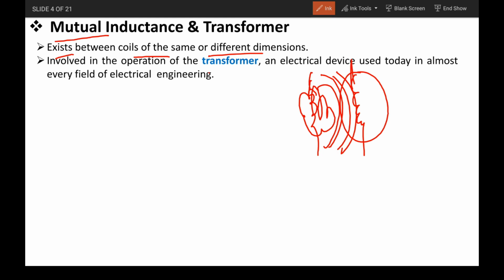This particular concept is used in the transformer, which is an electrical device used today in almost every field of electrical engineering and also in electronic engineering. Since you are going to be an electrical engineer or an electronics engineer, this transformer will definitely be used in many of your devices, components or systems.